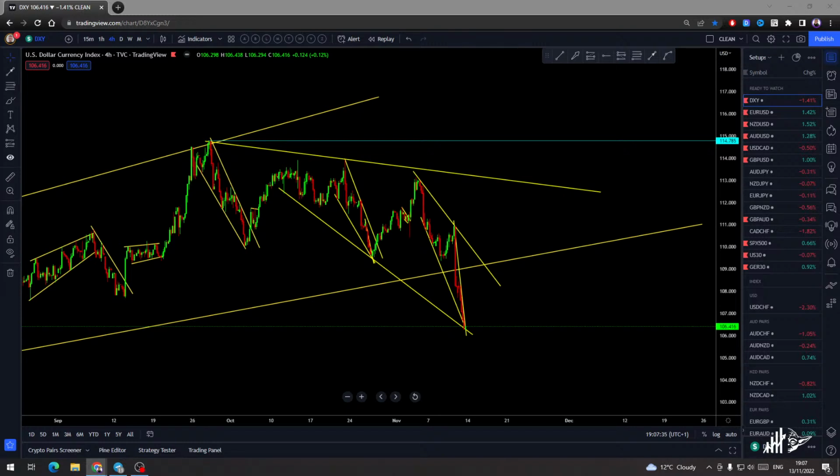Let's go. DXY, what do we have on DXY? Okay, let me just use my pen. Where's my pen? Just a second. Okay, here it is. Now I can draw. Very good, so we can communicate better now that I have the pen.